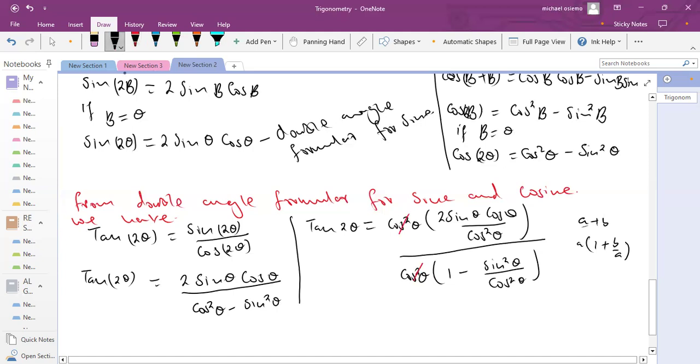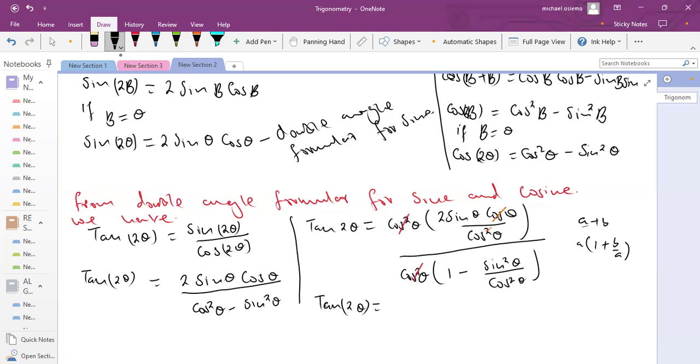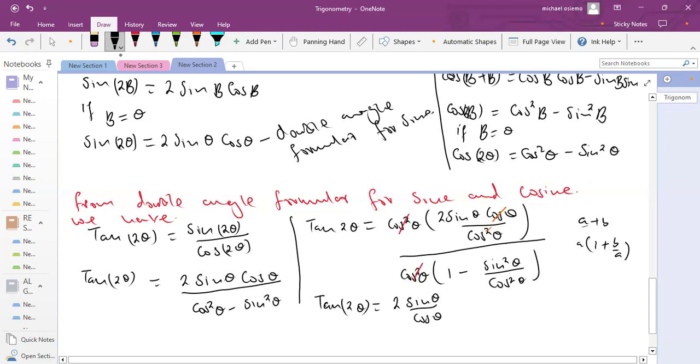So from that point now, we can simplify that part and that part. So we're going to have tan 2 theta is equal to, so if you check this one, one cos and one cos will go. So I remain with 2 sin theta over cos theta, and then all this over 1 minus sin squared theta over cos squared theta. So this implies that our answer will be equal to what?